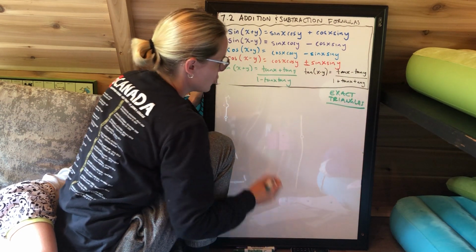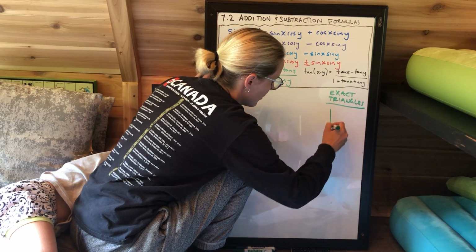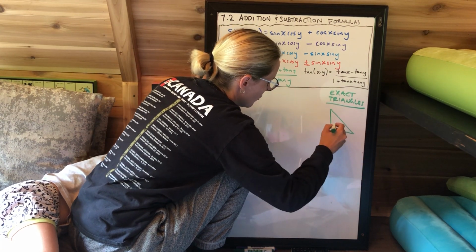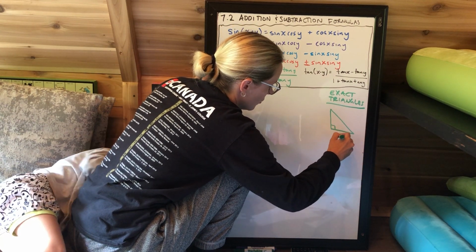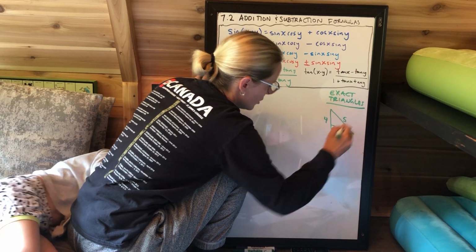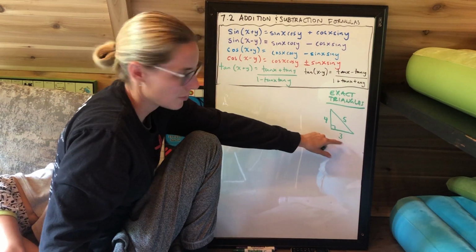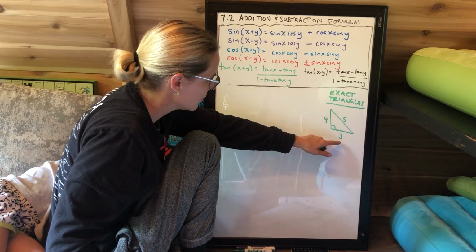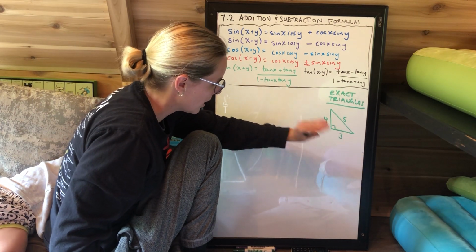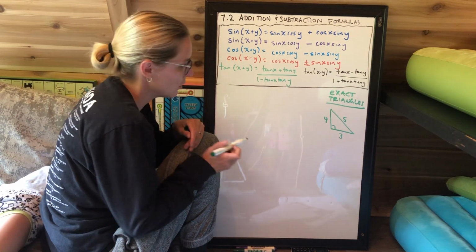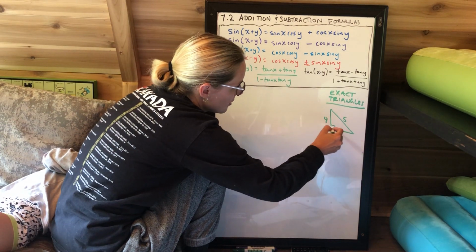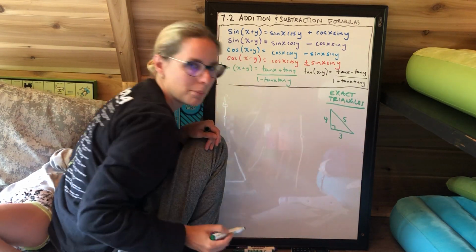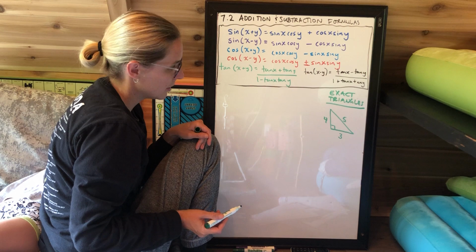The two exact triangles that you're going to use quite a bit, and by exact I mean one is called the 3, 4, 5 triangle, where these are exact values. That means they're not decimal, they're not rounded in any way. This is an exact proportionate triangle where you have leg lengths of 3 and 4, and you have a hypotenuse of exactly 5.